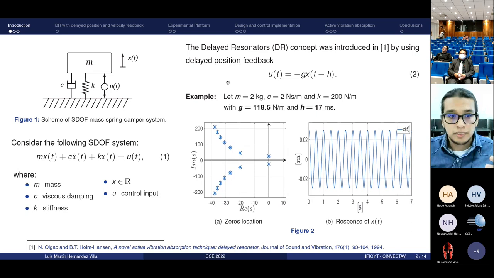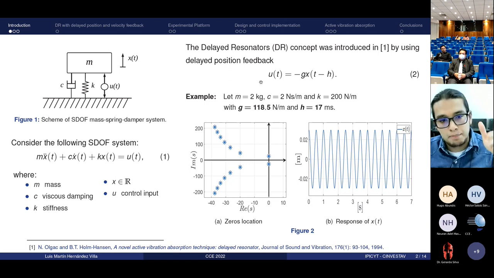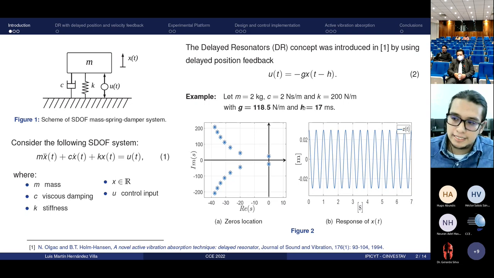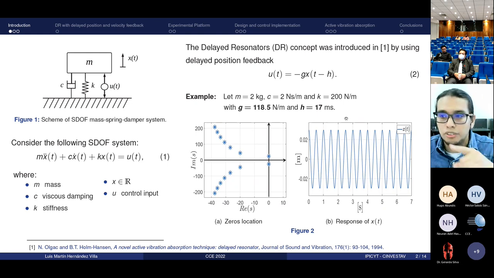So in this context, the strategy consists in selecting the gain g and the delay h such that the characteristic function associated with the system has two zeros on the imaginary axis of the complex plane, while all the other zeros remain in the left half plane. For example, we consider the following parameters of the single degree of freedom system, selecting the gain g with this value, and this delay. And we obtain the following behavior of the closed loop system in figure 2. As we can see in subfigure A, we have the location of the zeros of the characteristic function associated with the closed loop system. And in subfigure B, we obtain the oscillatory behavior desired for this configuration.